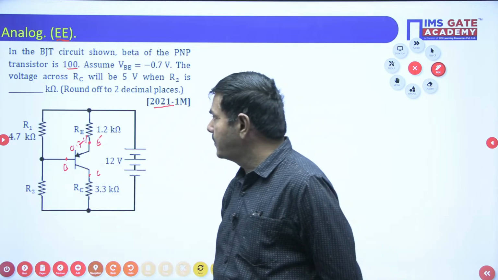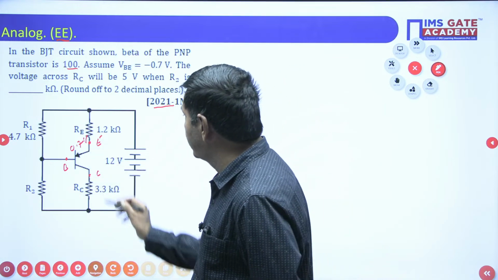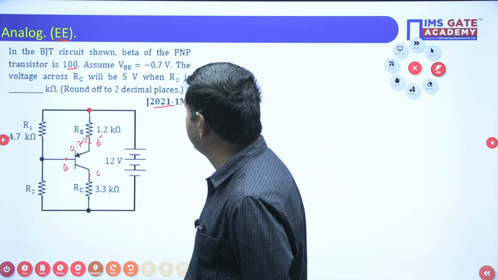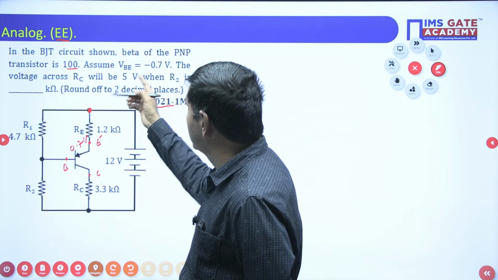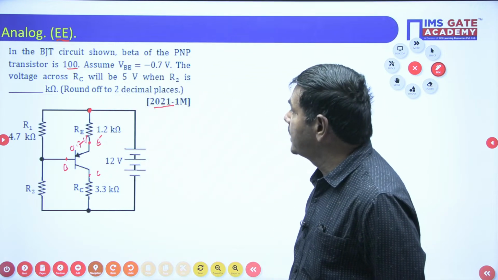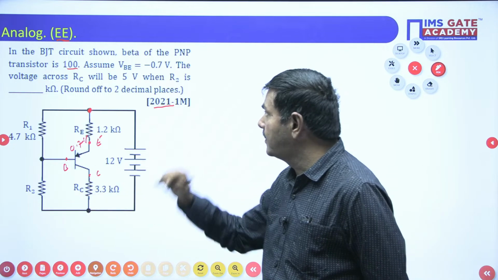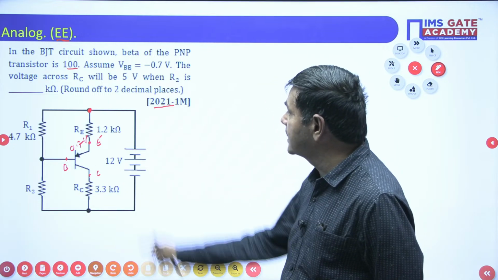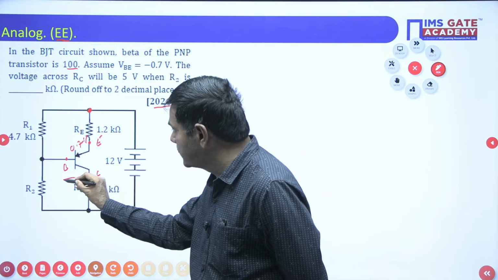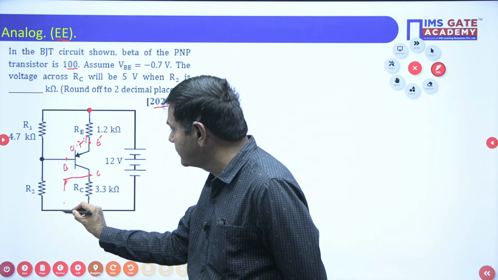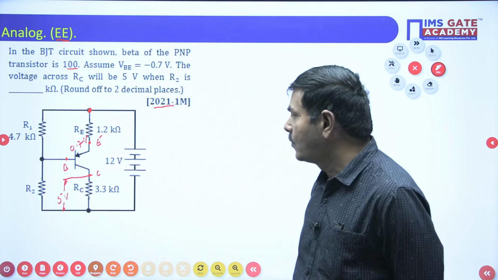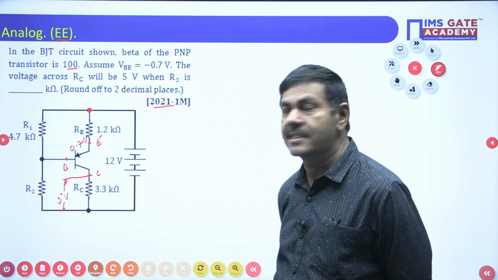This is 0.7, you know very well. This voltage is equal to how much? Also, assume VBE equals 0.7, no doubt. The voltage across RC is given in the problem. The voltage across RC will be 5 volts. The voltage across these two terminals, across this collector resistance, is given as 5 volts.